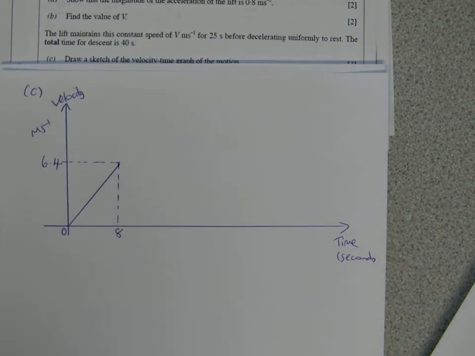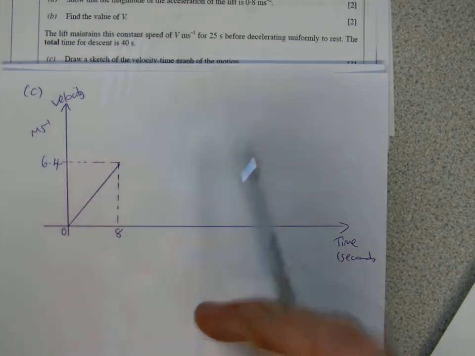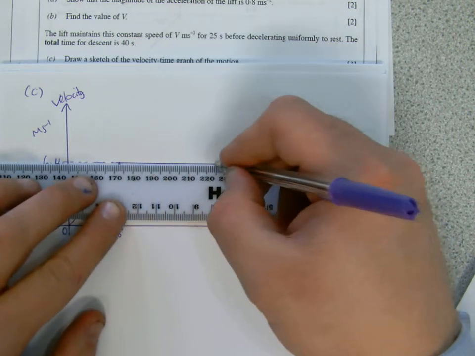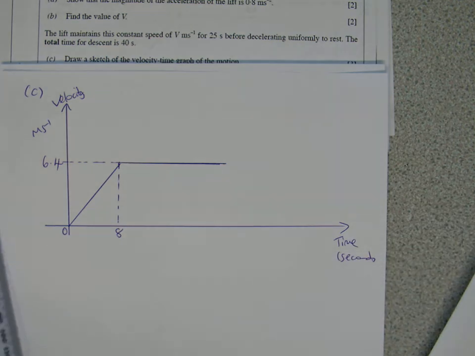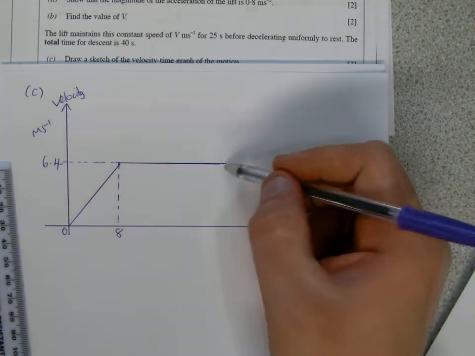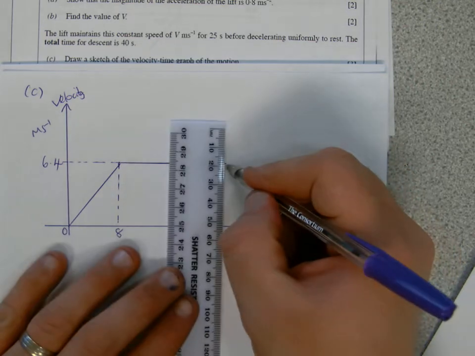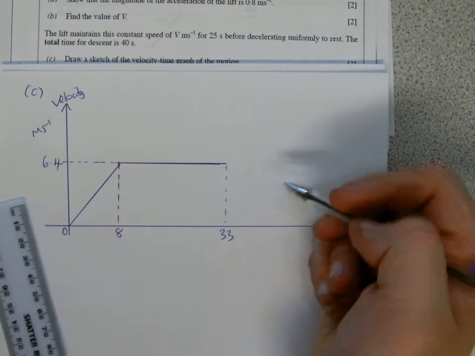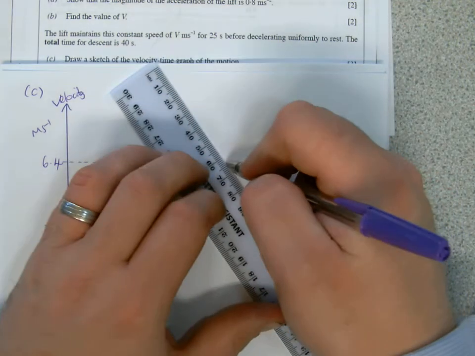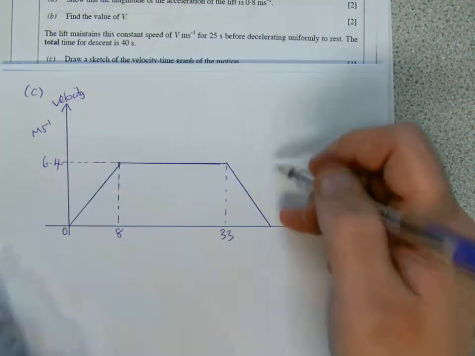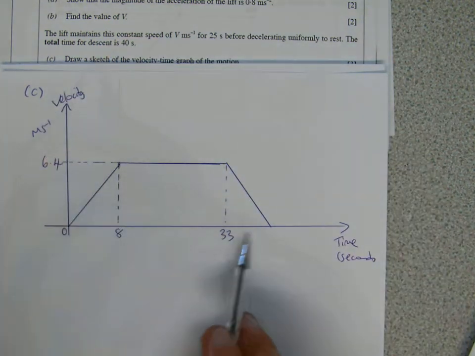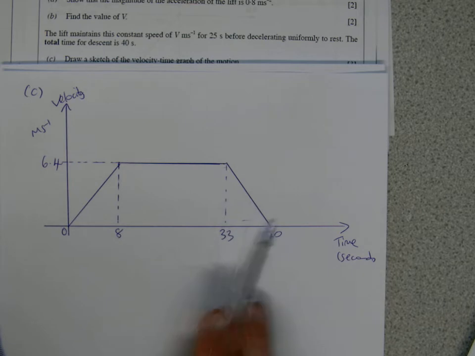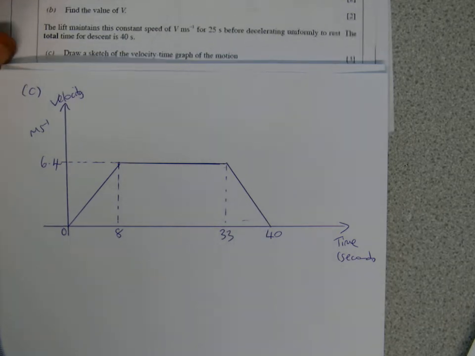Now it says it maintains the speed, doesn't it? The lift maintains this constant speed for 25 seconds. So 25 seconds along, it's a flat line. The gradient is 0, because remember the gradient tells us the acceleration, and it stays at that speed 6.4 for a total of 25 seconds. So if we add 25 onto that, you get 33, and then it uniformly decelerates to rest. The total time for the descent is 40 seconds, so we've got 7 seconds where it's decelerating. So I've got there my completed velocity time graph.